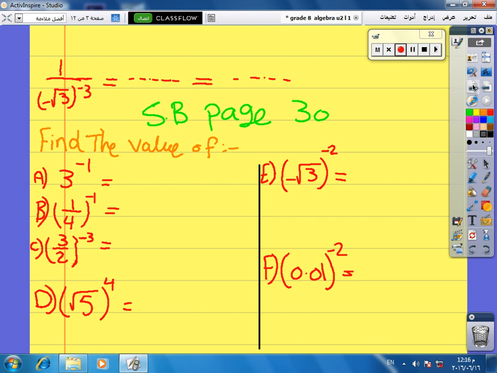To remove the negative power, I will flip this fraction to become negative square root 3, and the power I will change from negative 3 to 3. The power here is odd. Remember the rule we studied before: when you have an odd power, what will happen to your negative? It stays. We will write it, your negative stays.